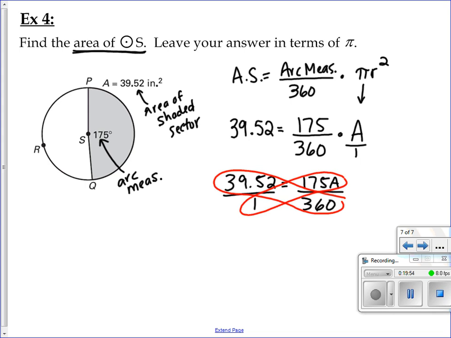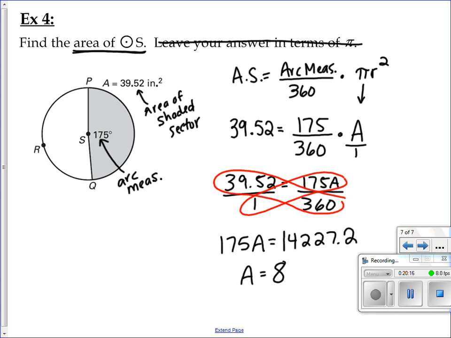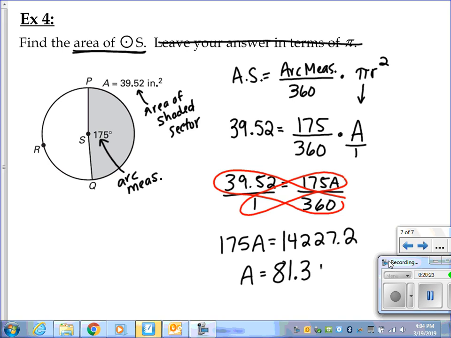Okay, so you're going to get 175A equals whatever 39.52 times 360 is, which will be 14227.2, and we're going to divide by 175. And again, I'm not going to have you leave your answer in terms of pi. We're going to have it be a decimal. Let's do 81.3, and our units were inches, so we'll just say inches squared.